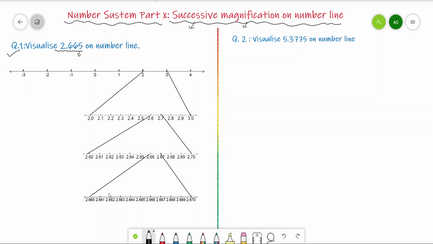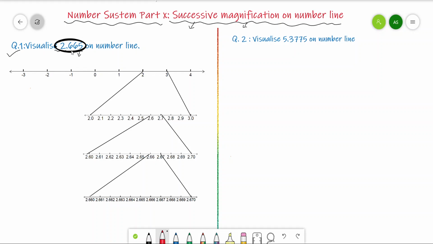Over here I did certain constructions beforehand because it's not easy to draw it over here. So for the same, I have drawn certain lines over here. I'll be discussing how it can be done. The first thing is to check what number is to be represented or visualized on the number line. So over here we have 2.665 to be visualized on the number line.